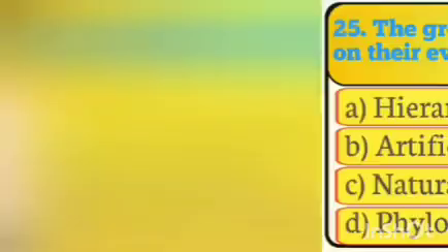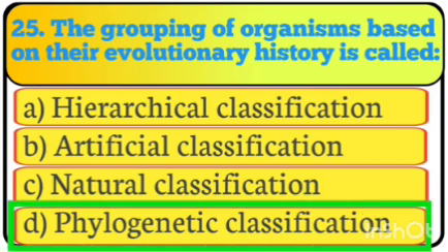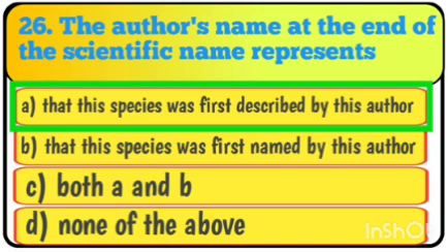Kingdom. Next, the grouping of organisms based on their evolutionary history is called: A. Hierarchical classification, B. Artificial classification, C. Natural classification, D. Phylogenetic classification. Correct answer is option D. Phylogenetic classification. The author's name at the end of the scientific name represents: A. That this species was first described by this author, B. That this species was first named by this author, C. Both A and B, D. None of the above. Correct answer is option A. That this species was first described by this author.